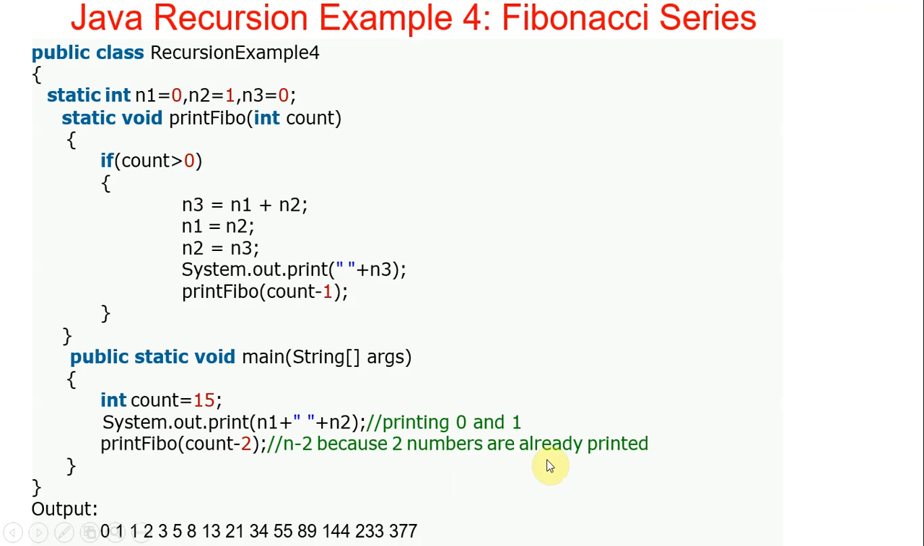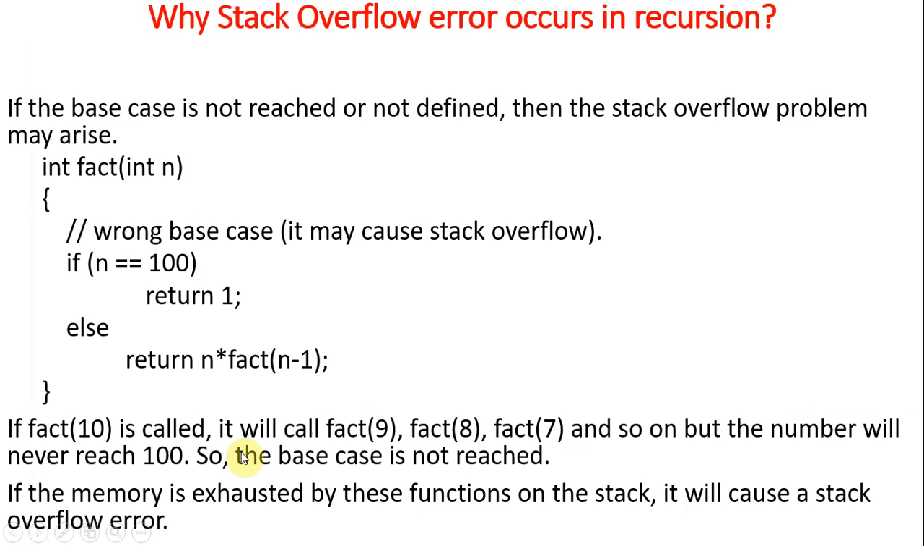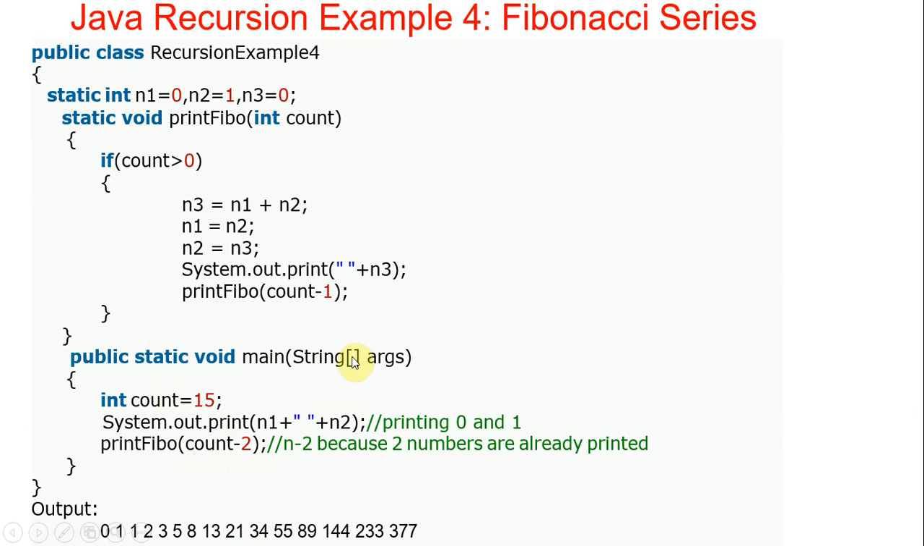Okay, one more example, the Fibonacci series. You know all these programs in C language, but here we are learning using Java. We are specifying the condition count greater than 0. In public static void main, the count variable is 15. We print n1 and n2 initially, and then call the Fibonacci method with count minus 2. Why count minus 2? Because we already print two values, n1 and n2, so we can start from the third value. So for 13 times the loop will go on.